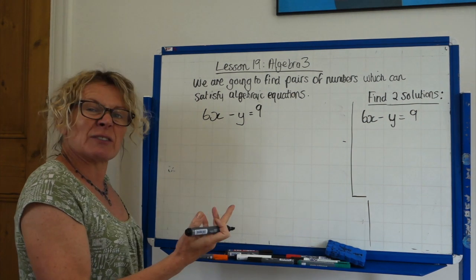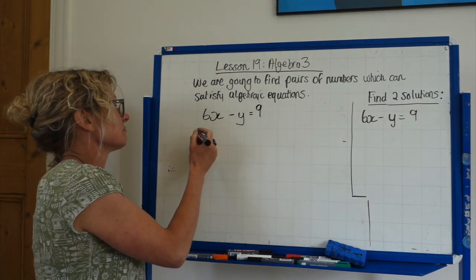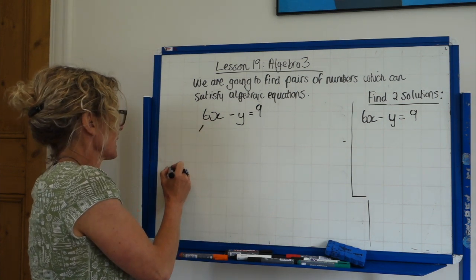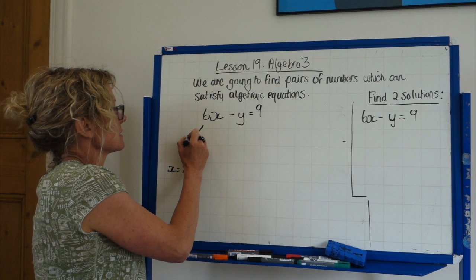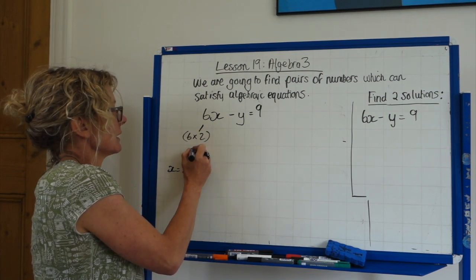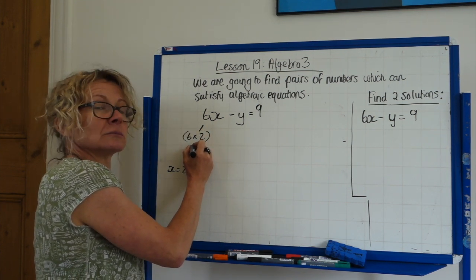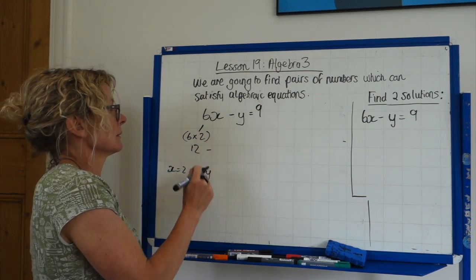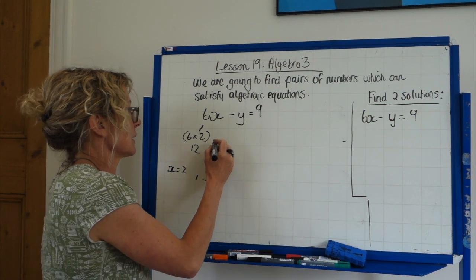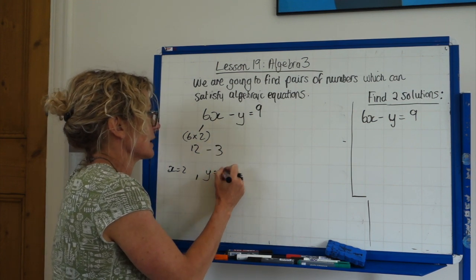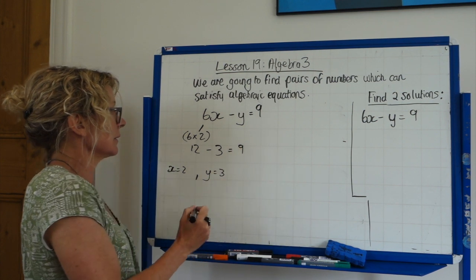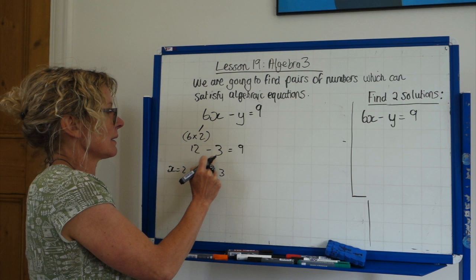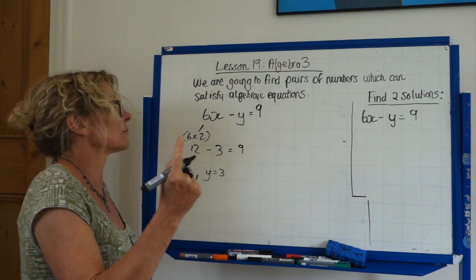So let's just have a go. 6 times what? 6 times 2. So if we make x 2, 6 times 2 equals 12 minus y, so what's y going to be? 9, 10, 11, 12 minus 3, so y equals 3 to get 9. Does that work? 2 lots of 6, which is 12 minus 3, that works. So that is one of your solutions.